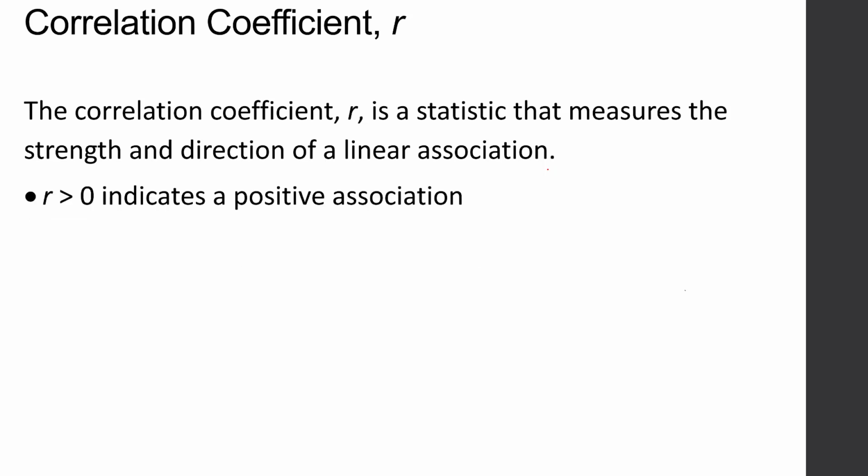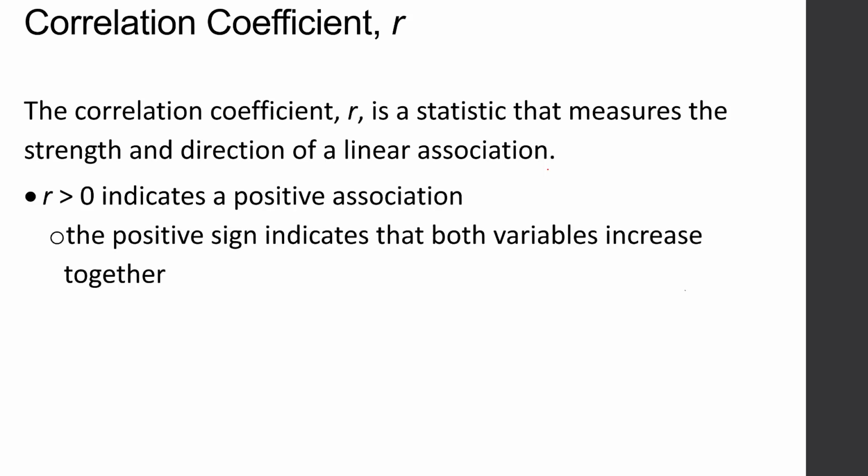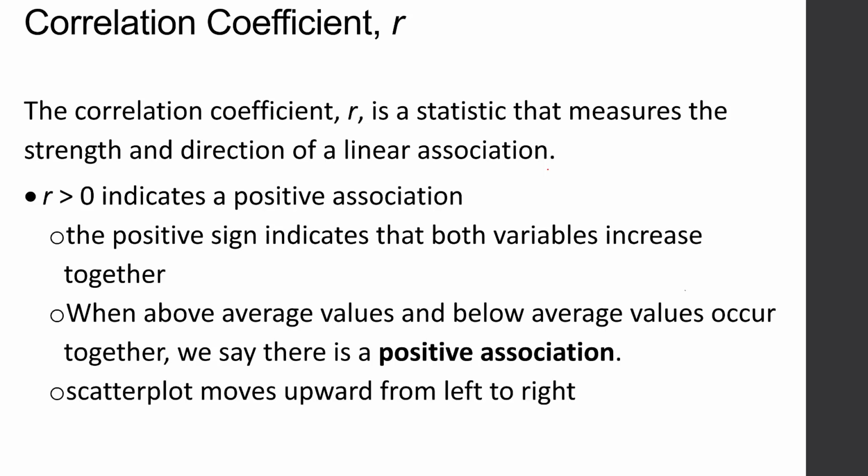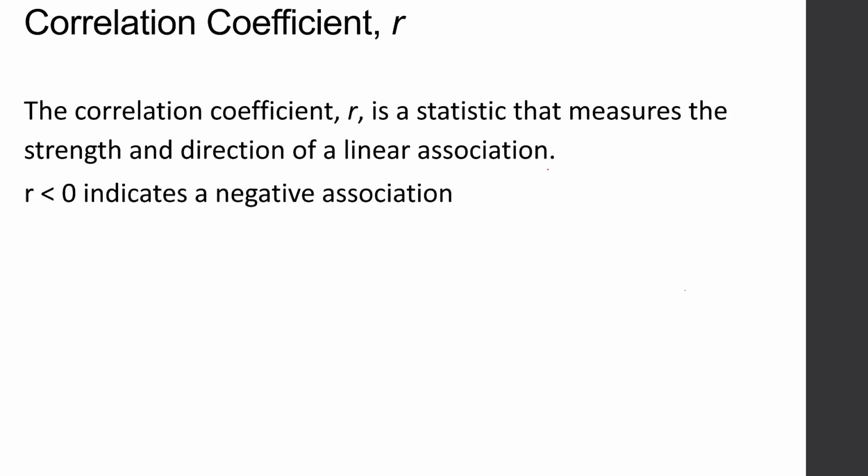If your correlation is positive, that is greater than 0, it indicates a positive association. This means that both of the variables increase together. When above average values and below average values occur together, we call that a positive association. And what that looks like on a scatter plot is it moves upward from left to right.